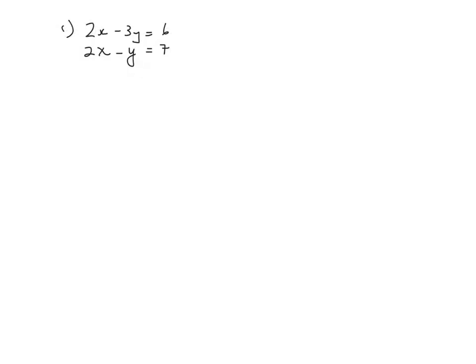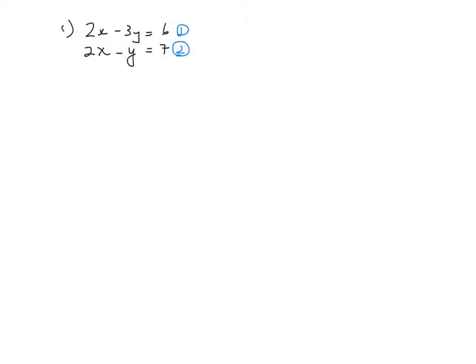Our first step to solving this problem, or finding the intersection point of these two lines, is to first label our equations with equation 1 and equation 2. Second, I'm noticing that neither equation has an x equals and then the rest of the stuff, or a y equals and then the rest of the expression. So our first step is to actually make that happen.